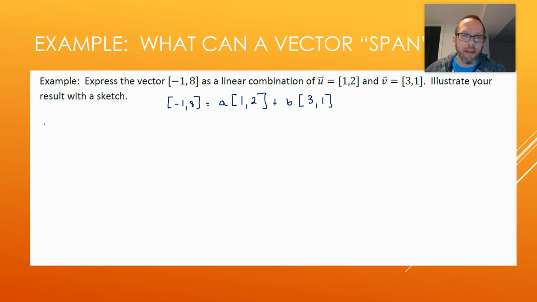So if you look at the x coordinates, A times 1 plus 3 times B has to give me -1. That's just looking at the x values, right? 1 times A plus 3 times B has to give me -1. And whatever A and B are, looking at the y values, we know that 2A plus B has to give me 8. Many of you hopefully recognize that is a linear system in terms of A and B, 2 linear equations with 2 unknowns.